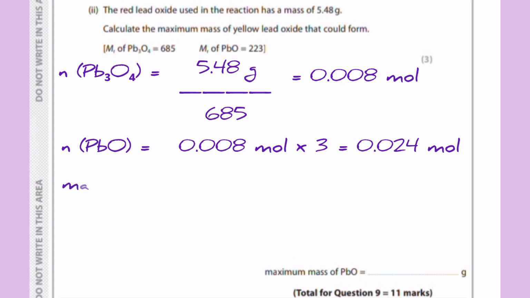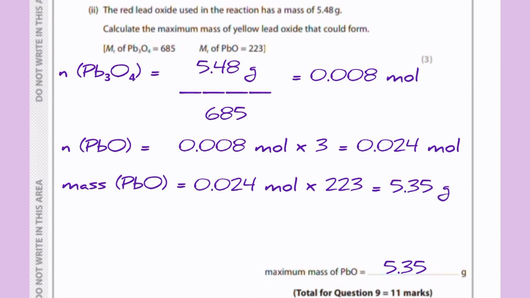And to find the mass of PbO, we will rearrange the mole equation. So the equation is number of moles is equal to mass over Mr. For mass, it will be mass is equal to moles multiplied by Mr. So we will multiply 0.024 moles by 223, giving us a mass of 5.35 grams.